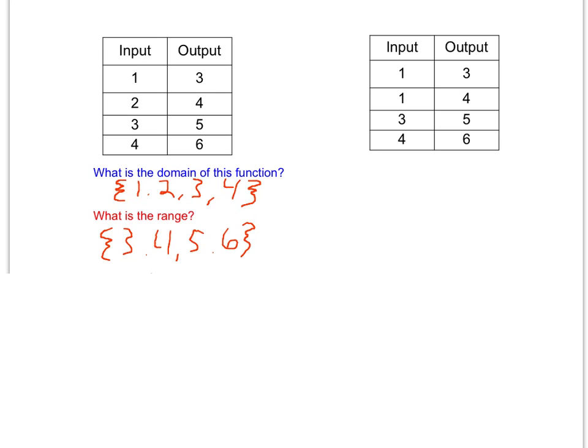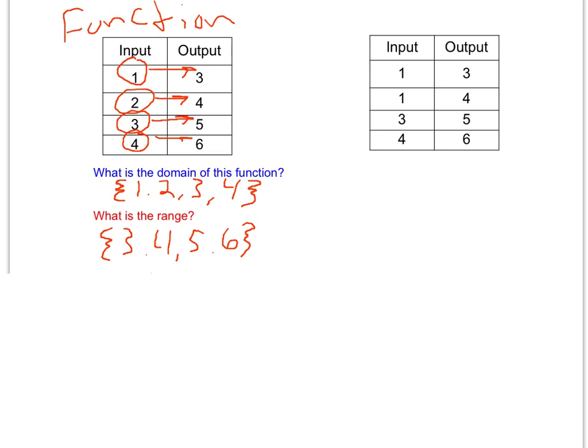Now notice I've got 4 inputs here. You got the number 1 and it goes with the output 3. You got the number 2, it goes with the output 4. Got the number 3, it goes with the output 5, and I got the number 4 that goes with the output 6. This over here is a function.